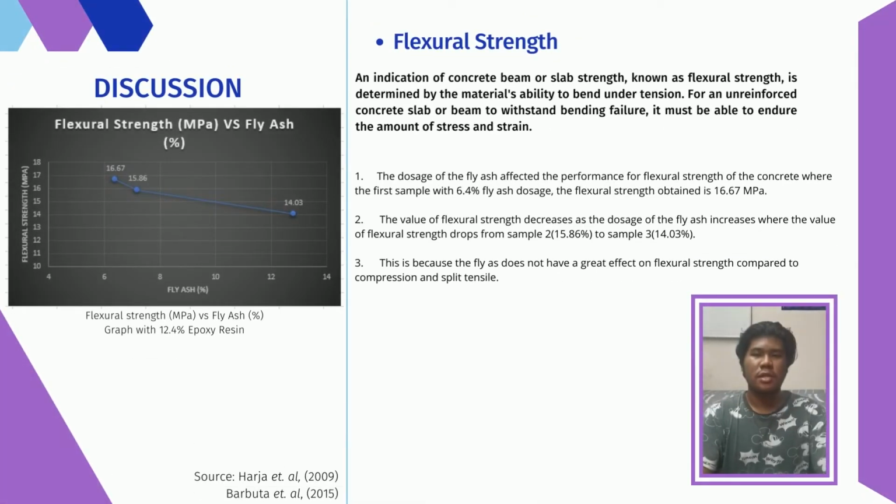From the flexural strength graph, the dosage of the fly ash affected the performance for flexural strength of the concrete, where we can see from the first sample with 6.4% of fly ash dosage, the flexural strength obtained is 16.67 MPa, which is the highest among 3 samples with the same 12.4% of epoxy resin. The value of flexural strength decreases as the dosage of the fly ash increases, where the value drops from sample 2, which is 15.86 MPa, to sample 3, which is 14.3 MPa. This is because the fly ash does not have a great effect on flexural strength compared to compression and split tensile.